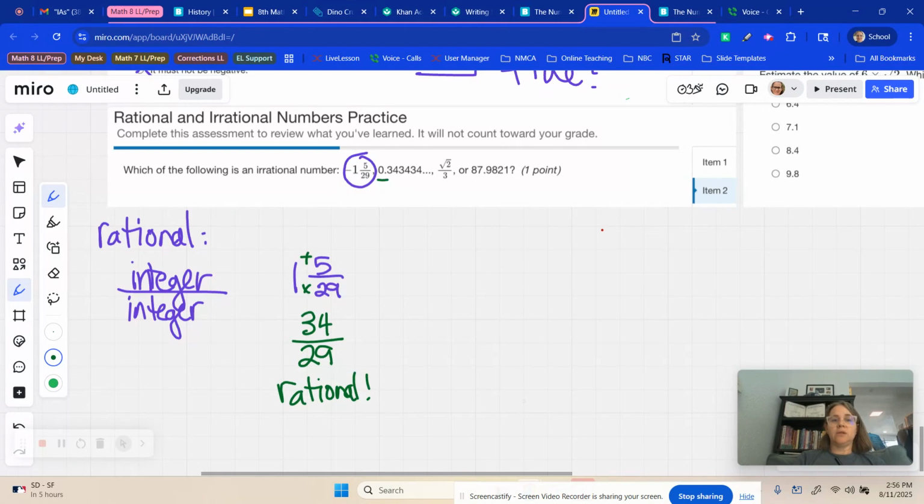Okay, look at the next one. This one is 0.34 repeating. Repeating decimals are rational. This repeats.